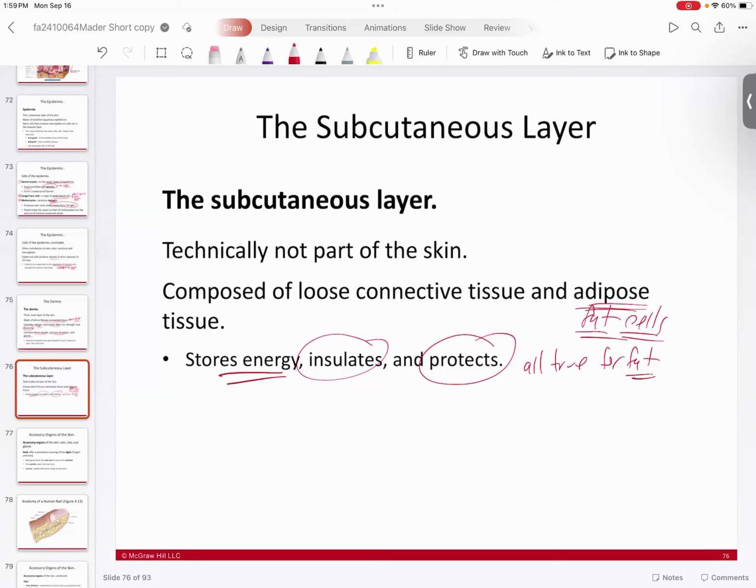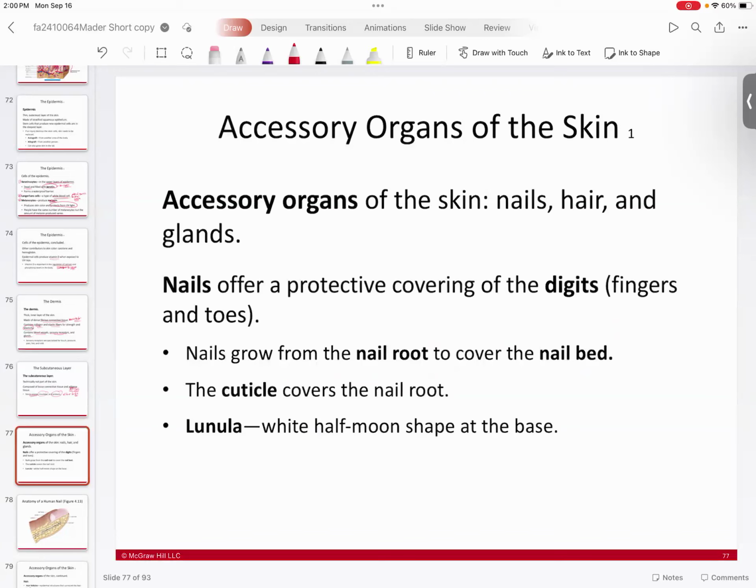And of course, it protects as well, right? So basically, you've got layers of cushioning fat protecting your organs underneath. And so it does all of those. So those are good things, not bad things.